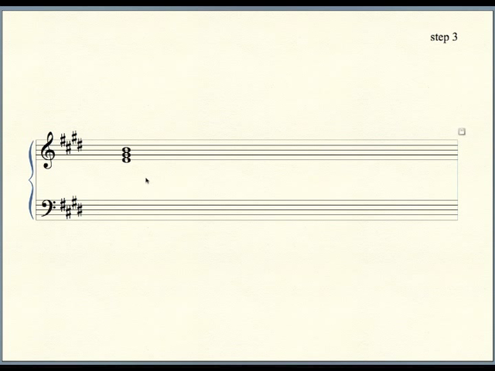Now if we want to invert the triad, we can move the E up an octave, and this gives us a first inversion triad. Now, more important than moving the E above is the fact that the G sharp is now the lowest note in the chord. In other words, it's the bass note. Now, if we rearrange the triad so that the B is the lowest note, we have a second inversion triad.